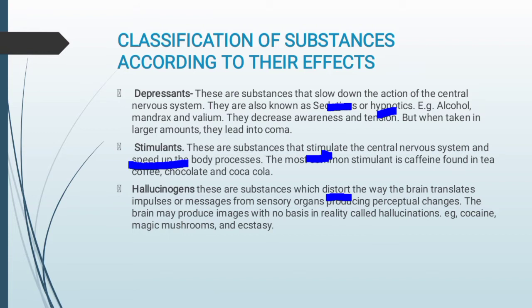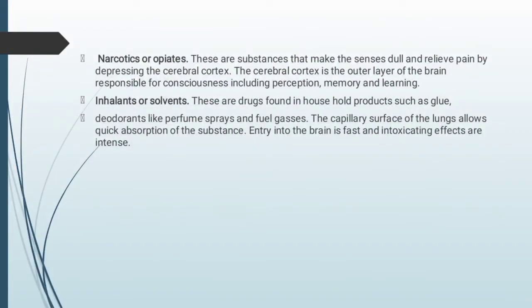Examples: we've got cocaine, magic mushrooms, and ecstasy. We go to narcotics or opiates. These are substances that make the senses dull and relieve pain by depressing the cerebral cortex. So these substances are taken for medical purposes.